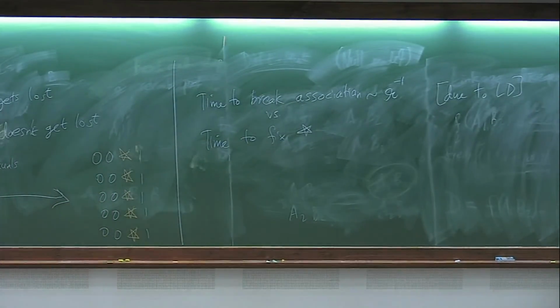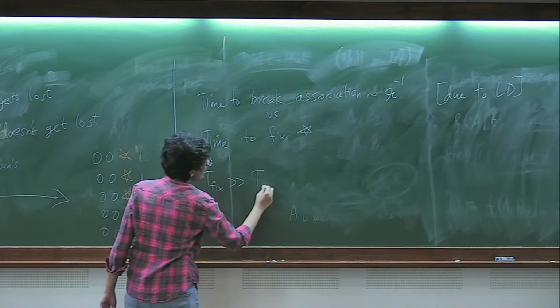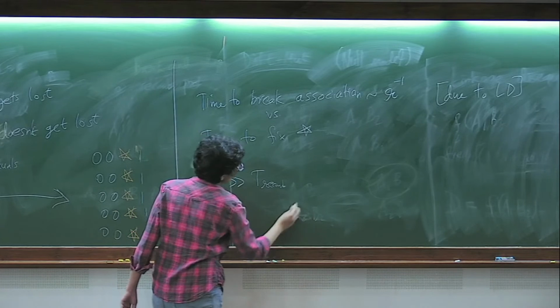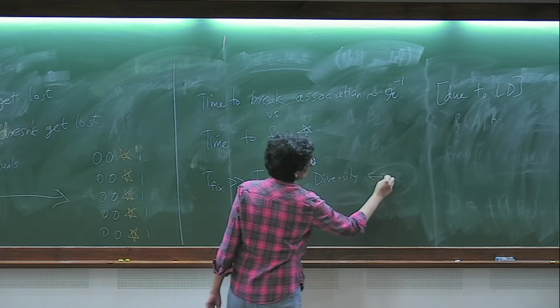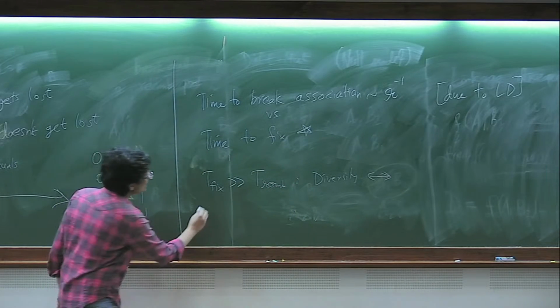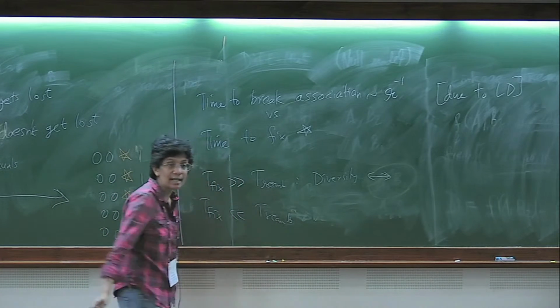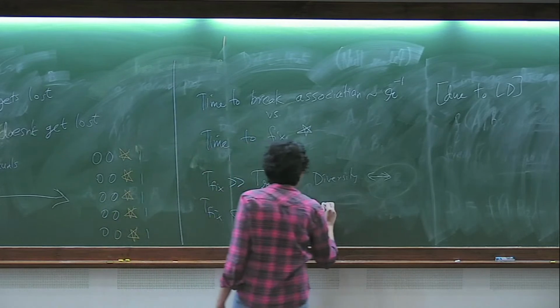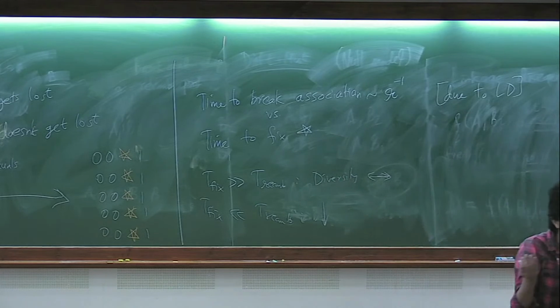If the time to fix is taking a million years, associations are broken, there's no change in diversity. Make sense? So if fixation time is much, much longer than time for recombination, then I don't expect diversity to remain the same. But in the opposite limit, if fixation happens faster than I can break these associations, then I expect diversity to reduce. Here it was the extreme case in which diversity became 0. But in general, it's small but finite.